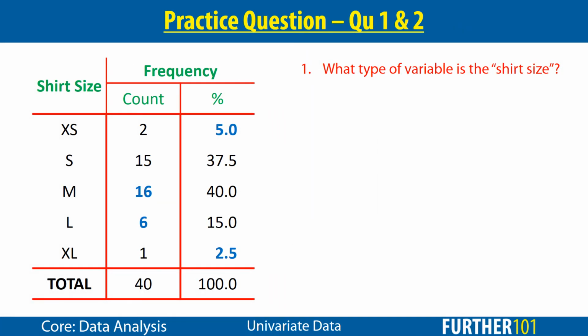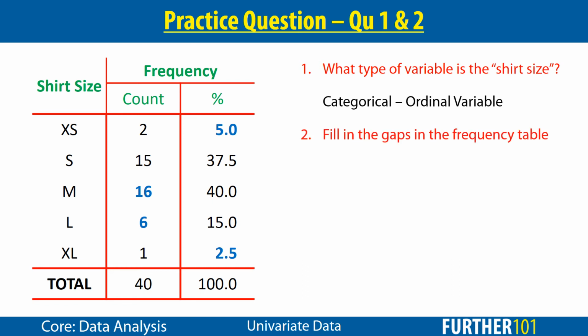So the first question wanted us to look at what type of variable we are dealing with here. Now the shirt sizes here are displayed from extra small to extra large in each of these individual categories. And there's clearly an order from extra small to extra large. We would always present them in that order. So this is a categorical ordinal variable.